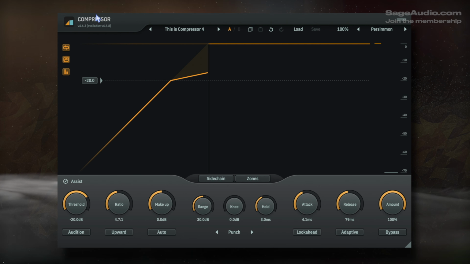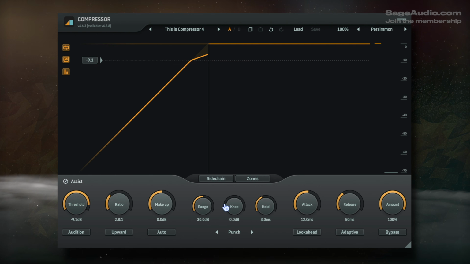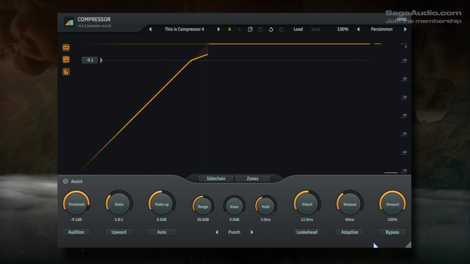Now, we've talked a lot about this plugin, so let's spend some time listening to it. I'm going to use subtle settings on a full mix and vary some parameters. The effect should be transparent attenuation of peaks, meaning no alteration to the mix's timbre, just controlled dynamics.